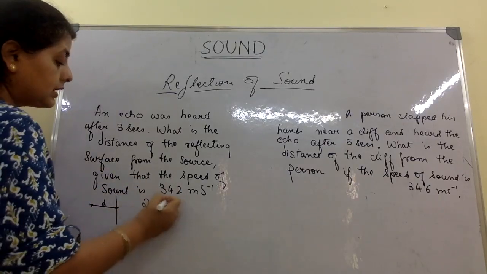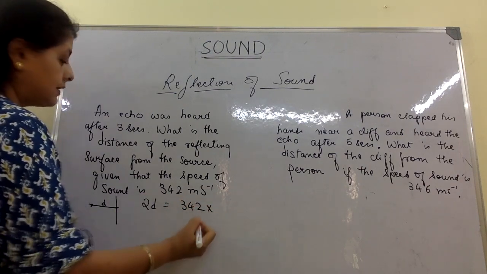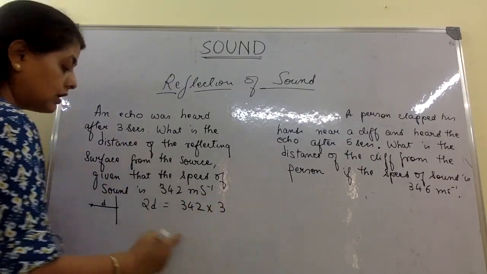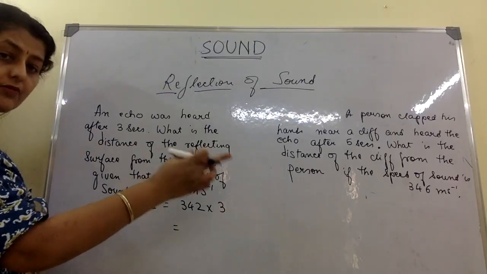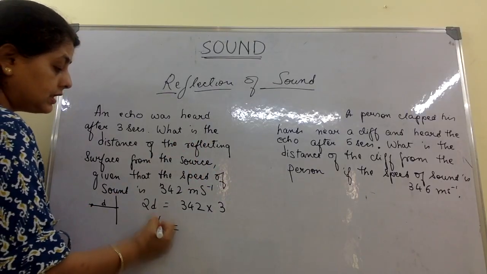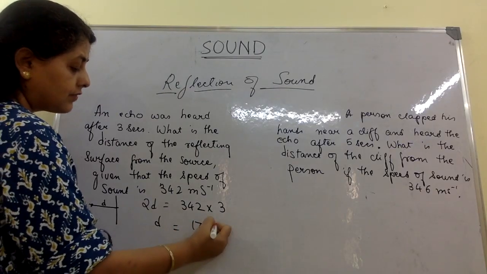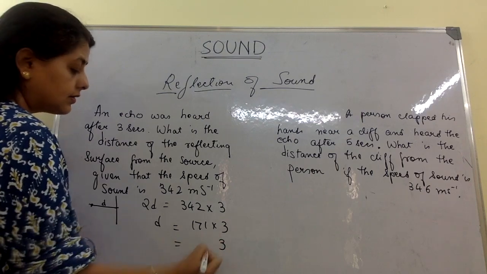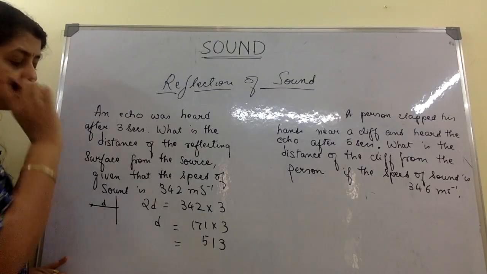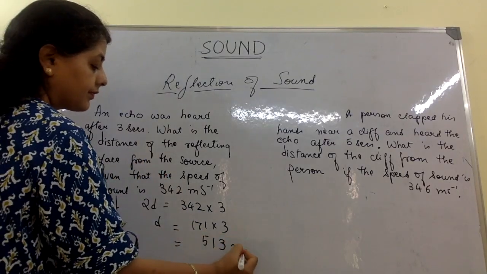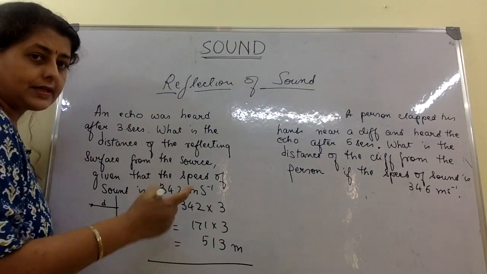Now here 2d is speed 342 and time is 3 seconds. That is the total time taken to cover the distance 2d. You can also take d and 1.5 seconds. If I divide by 2 here, it becomes 171 into 3, which is 513. So 513 meters is the distance of the source from the reflecting surface.